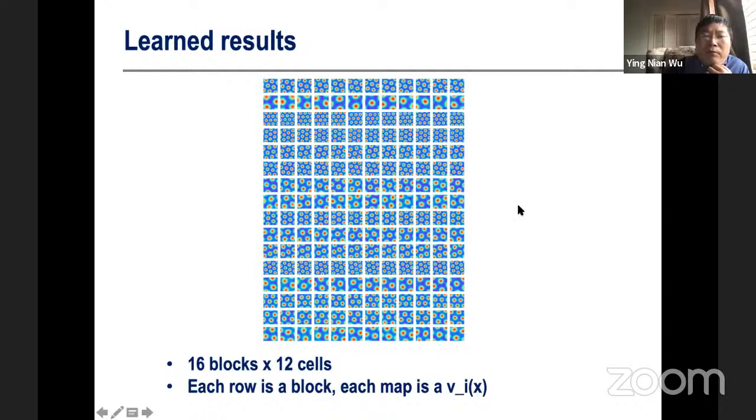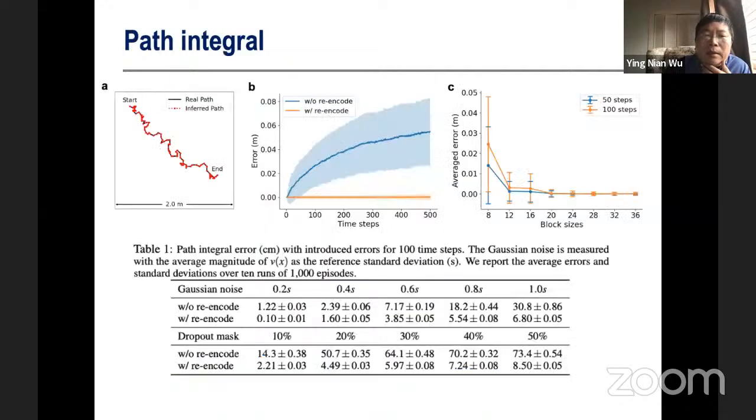Actually, if we change the number of blocks and number of cells, we can still learn this grid pattern. So it is very robust. Also, we show that this model is capable of a very accurate path integral. Through this projection, it's extremely accurate, actually. After, say, 500 steps, the decoding error, the path integral error, is still close to 0. So the system is capable of near exact path integral. And if you increase the number of cells in each block, you can reduce the error.